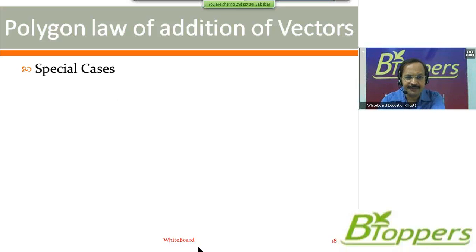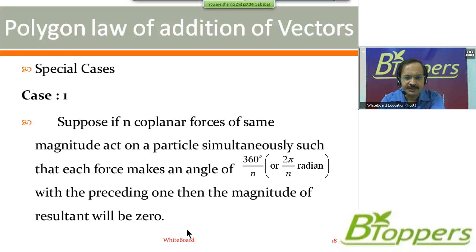Look at the special cases. Case 1. Suppose n coplanar forces of same magnitude act on a particle simultaneously such that each force makes an angle of 360 degrees by n, or 2 pi by n radian, with the preceding one, then the magnitude of the resultant will be 0.